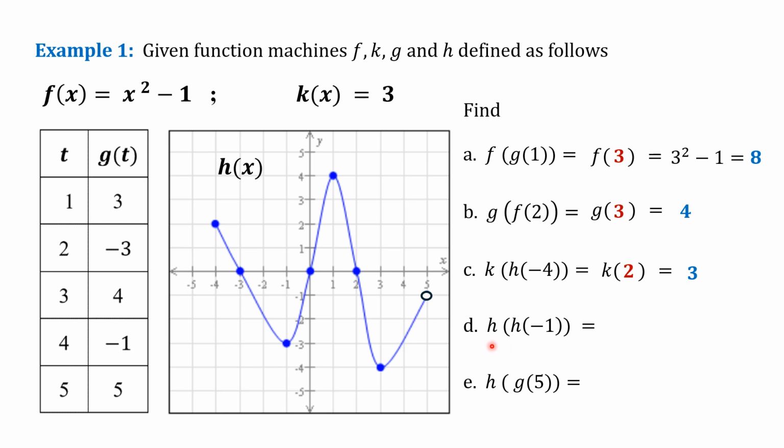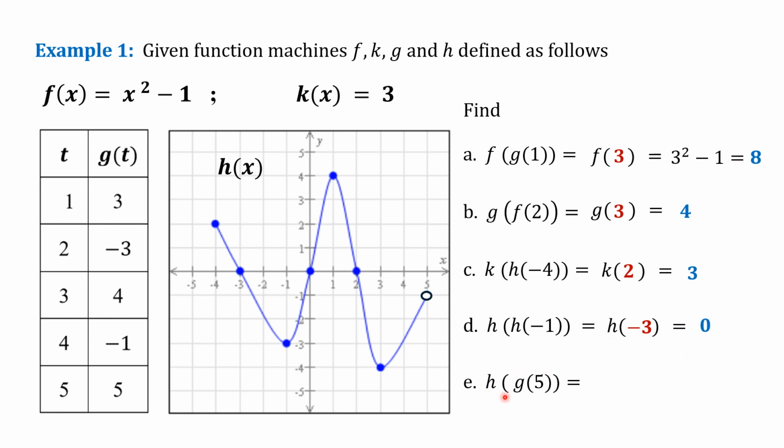Next composition is h of minus 1. So the innermost function is h of minus 1. Based on the graph, when x is minus 1, the y value is equal to minus 3. So h of minus 1 is minus 3. Then next, h of minus 3, you will base again on the same graph. When x is minus 3, the y value is 0. So h of minus 3 is equal to 0.